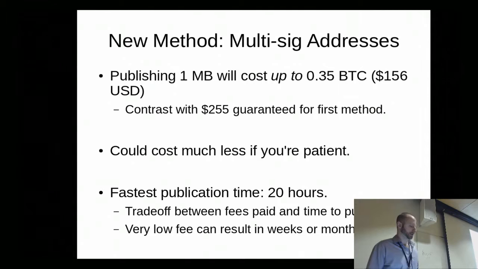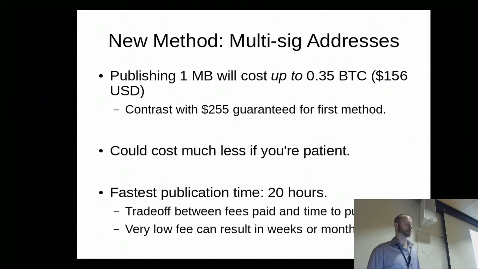The fastest publication time you could get for 1 megabyte would be 20 hours. That's because Bitcoin targets about one new block every 10 minutes. So if you're publishing about 9,000 bytes every 10 minutes, it's going to take roughly 20 hours to publish a megabyte. Now there's a trade-off, as I kept alluding to, between the fees paid and the time to publish. So if you wanted to pay less and you were okay with waiting longer, you just reduce your fees.